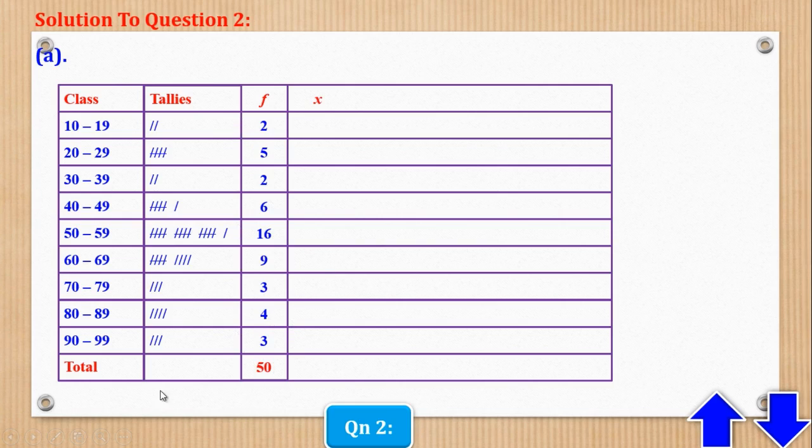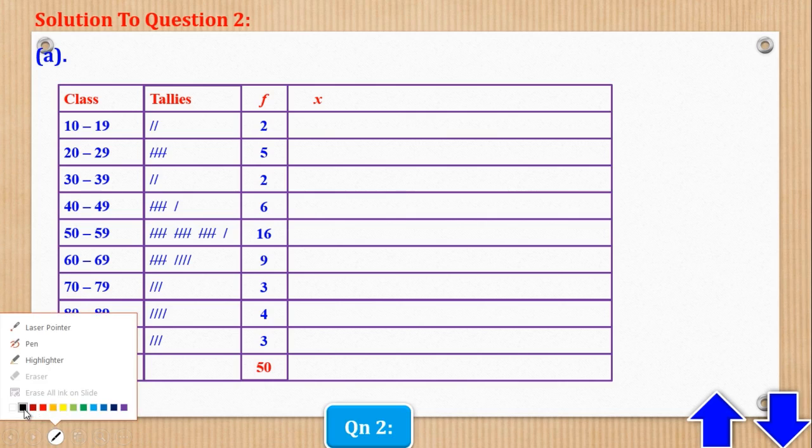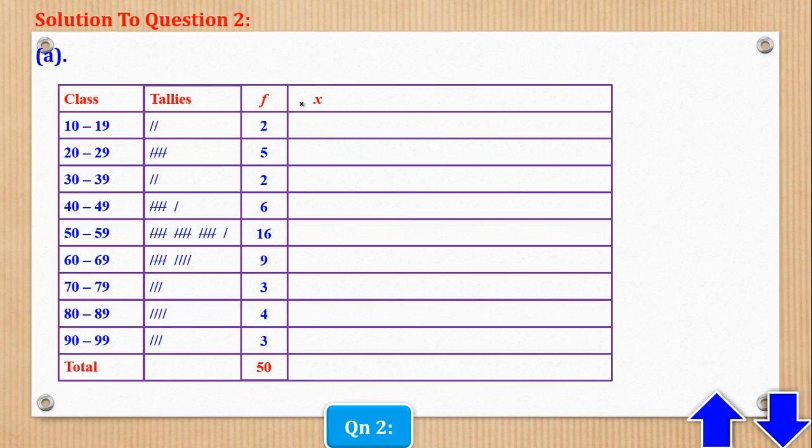Next is to generate the values of x. Remember, values of x. X is the mid-mark, so you have to add this plus this and divide by 2 to come up with that value. This plus this, divide by 2 to come up with that. This with this, divide by 2. And also this and that. This and this, divide by 2. So those are the values of x.